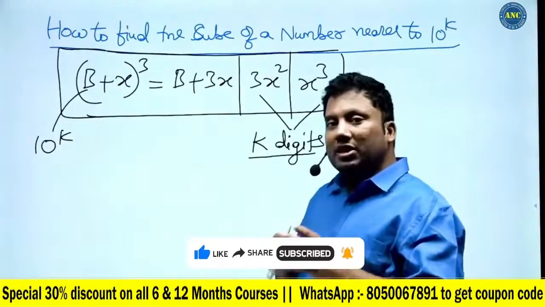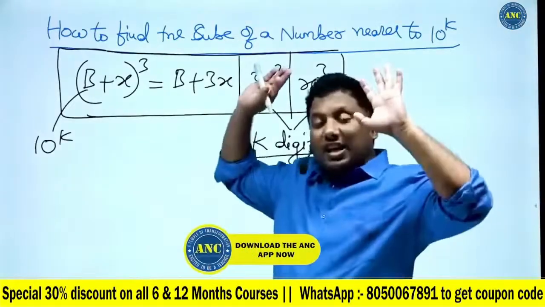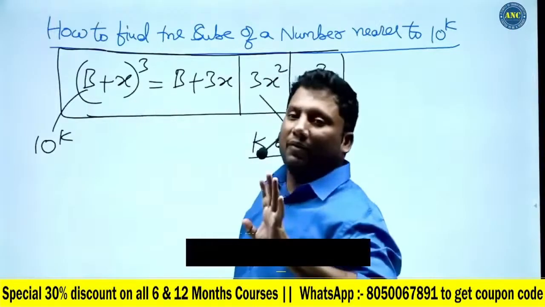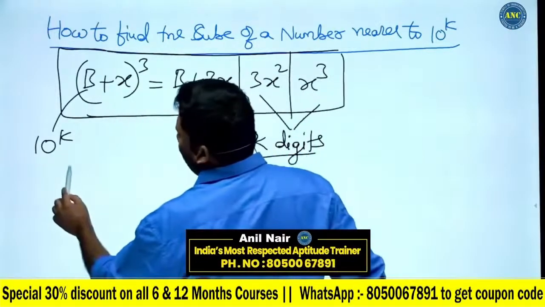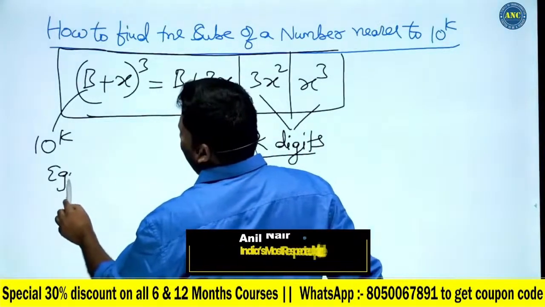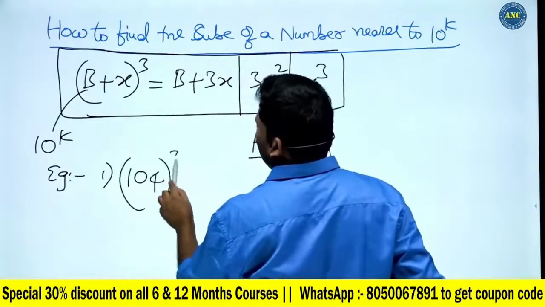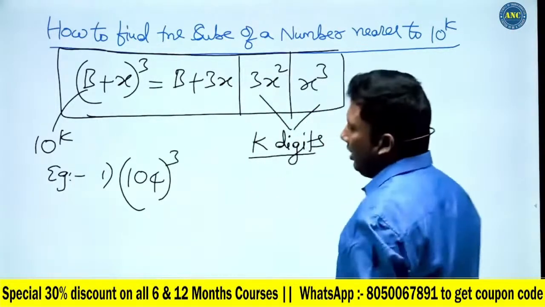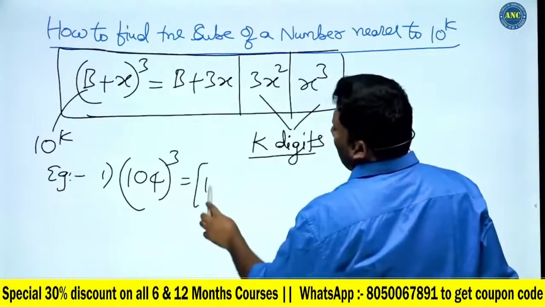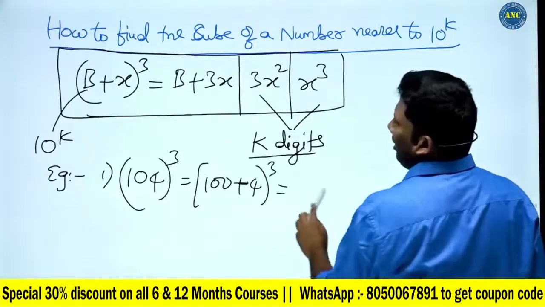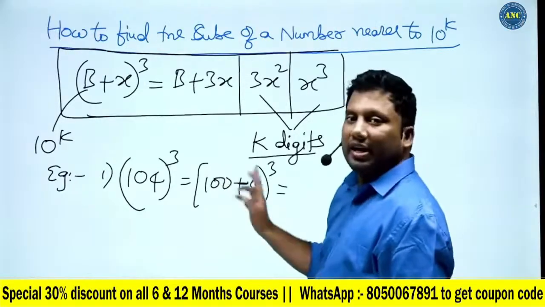How to find the cube of a number? Same thing, (a plus b) whole cube. Only thing, b is of the form 10 power k. One example which we will do. First example, 104 power 3. This is (100 plus 4) power 3. b is 100, x is 4.